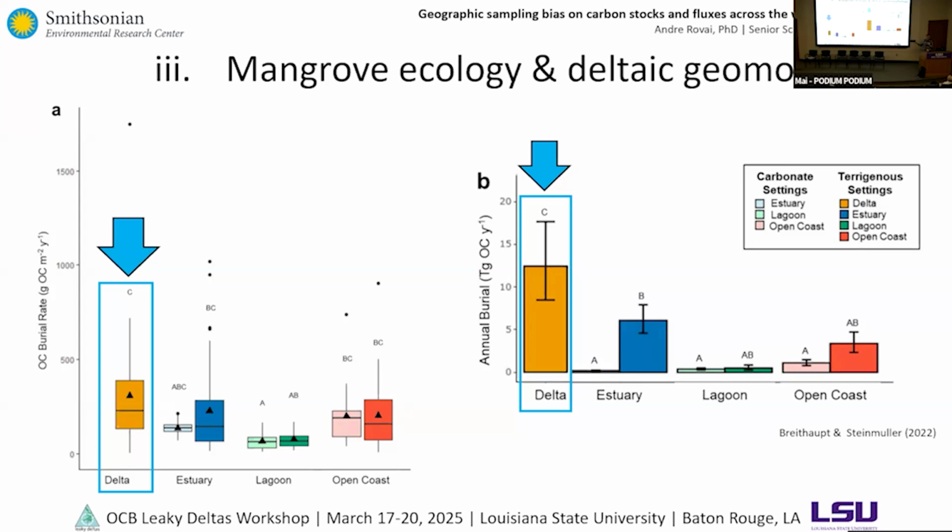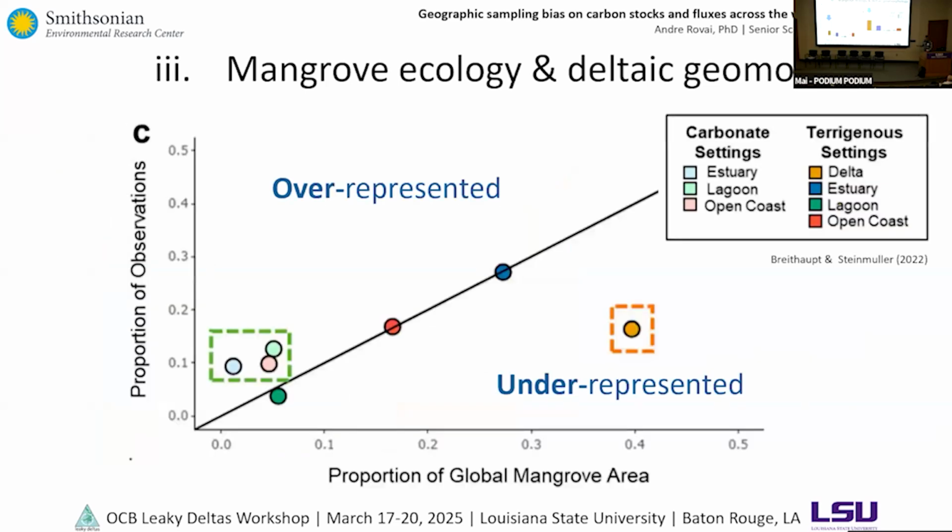Wouldn't it be cool to go to all those places and show that it works the same everywhere? I've got those samples if you want to look at them. But here's the part that I want to get to, transitioning to the gaps. Here's all your other coastal environmental settings. On the x-axis, you have the proportion of global mangrove area, and here you have the proportion of observations. This is for carbon burial, for what Tracy just showed us, right?